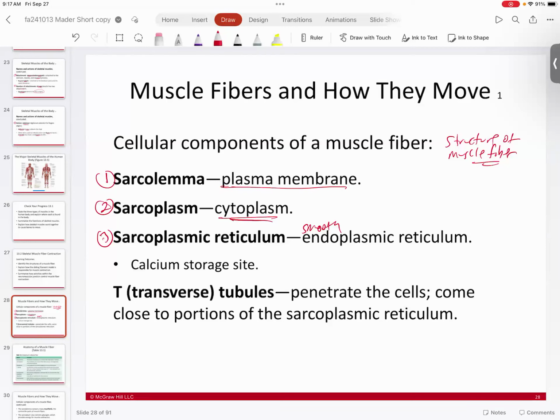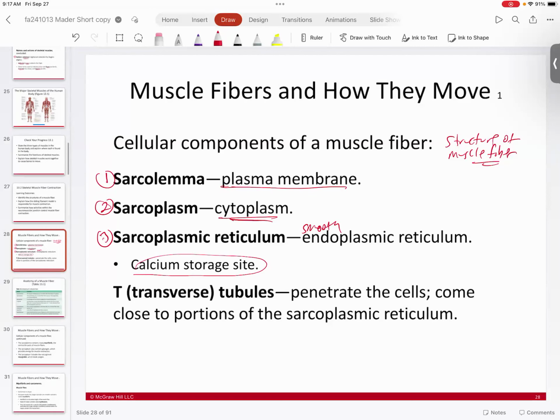So we just call it sarcoplasmic reticulum. Now, the important function of the sarcoplasmic reticulum in the muscle fiber is that it stores calcium. It's a calcium storage site, and that becomes an important piece of its mechanism of muscle contraction later on. We also have a structure in the muscle cells that isn't actually part of a normal cell. It's really unique to muscle fibers, called the T-tubules or the transverse tubules. And what a transverse tubule is, it's an invagination of the sarcolemma.